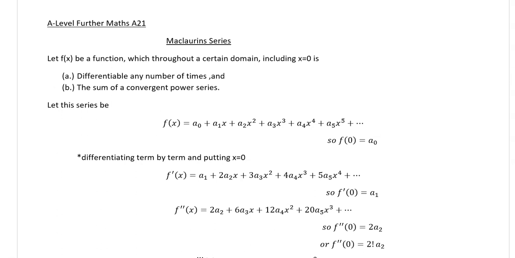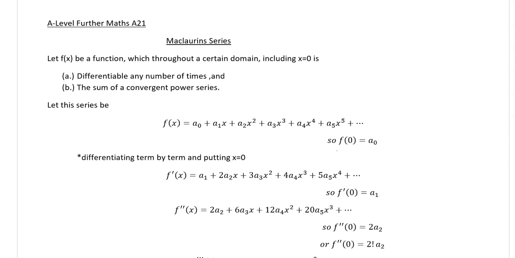Okay, if we let this series be f of x, which is equal to a0, plus a1 x, plus a2 x squared, plus a3 x cubed, plus a4 x to the 4, plus a5 x to the 5, and so on, then if we put 0 into f of x, so you have your f of 0, and all the other terms will cancel out. So we are left with just f of 0 is equal to a0.